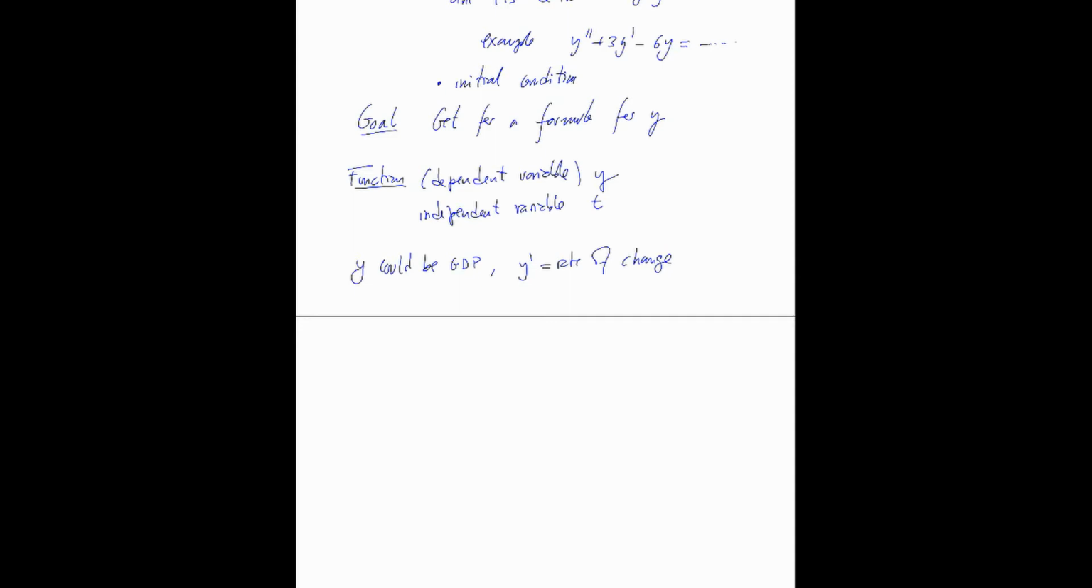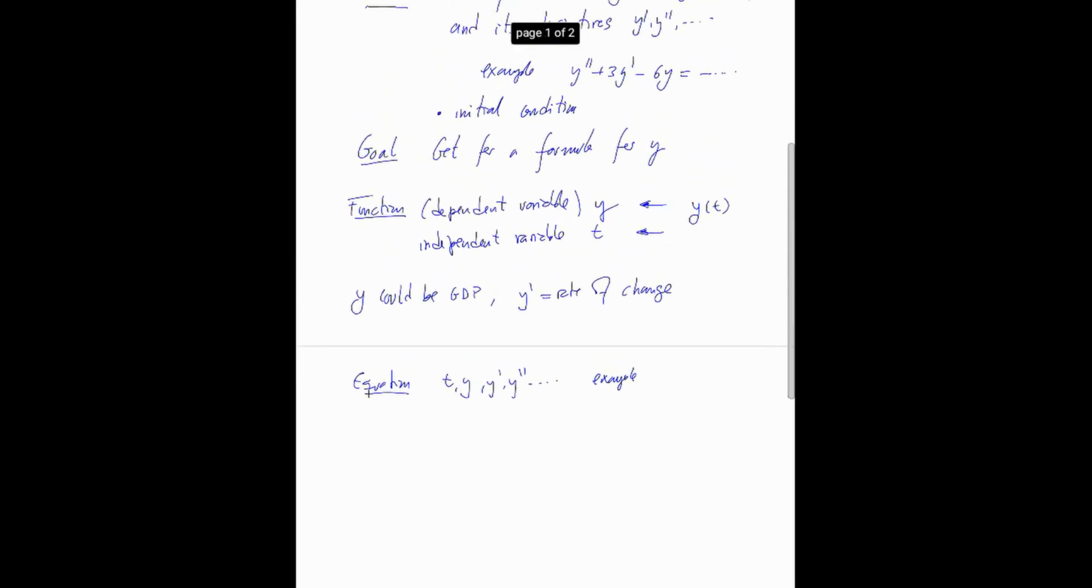So then we have a function y and an independent variable. This means y should be y of t. And then we're going to have an equation. That equation will involve t, y, y prime, y second, and so on. For example, completing the equation above, y double prime plus 3y prime minus 6y equals t squared. That's an equation.